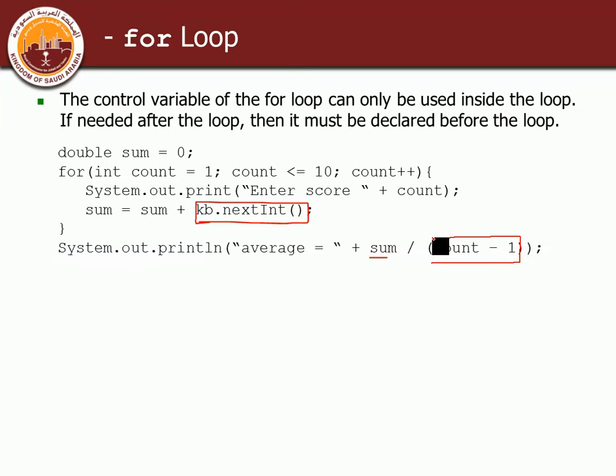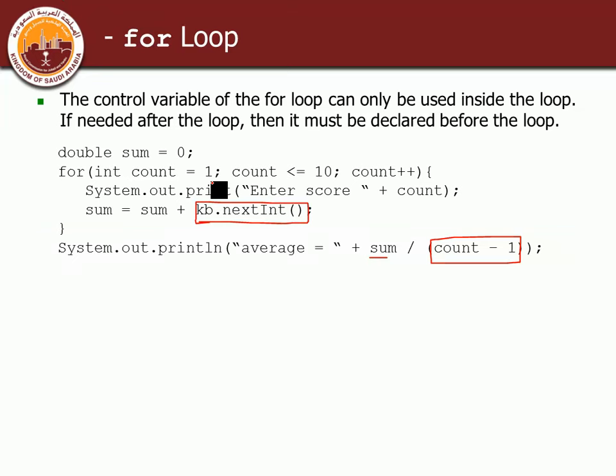Why this count -1? Why not just count? Because it will be 11. Exactly. Don't forget, at the end of the loop, the number is going to be above my limit. So my limit here was 10, so it's going to be above that limit. So that's mean from 10 to 1? Yeah, from 1 to 10.